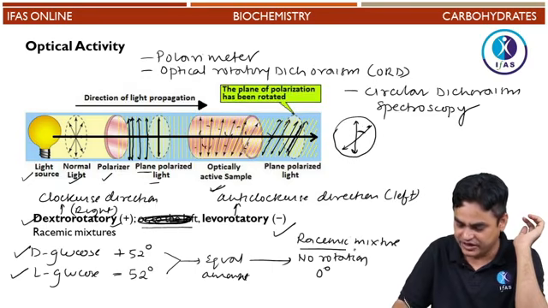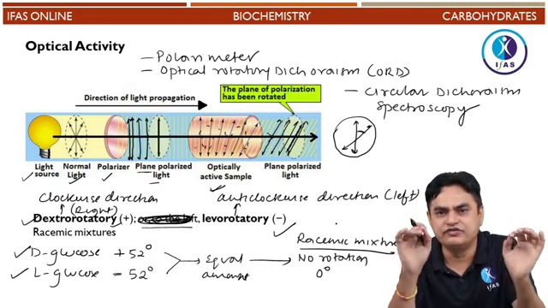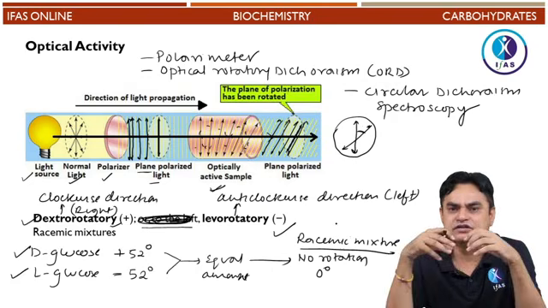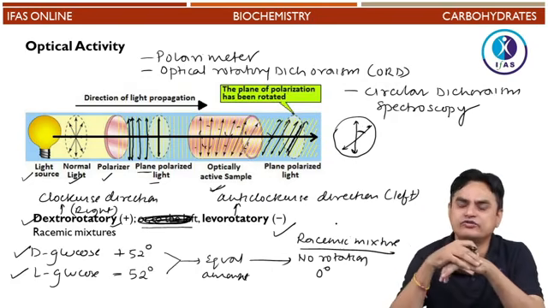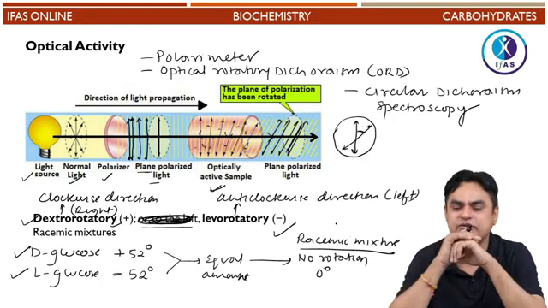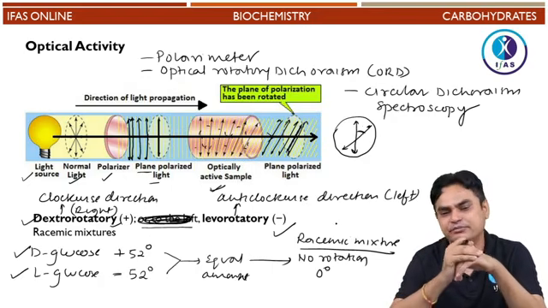Whenever you take an equal concentration of D form and L form, the optical rotation of one form will cancel the optical rotation of the other form. Such a condition is referred to as racemic mixture.